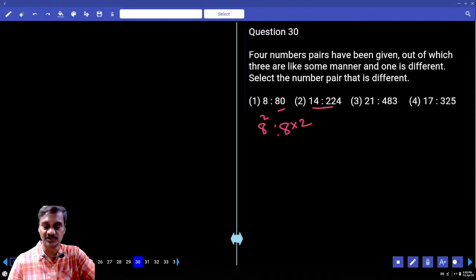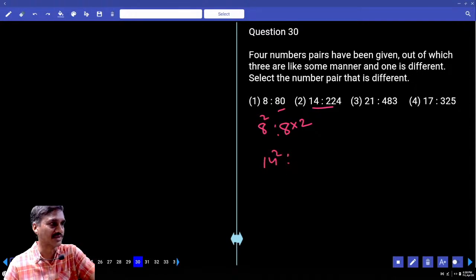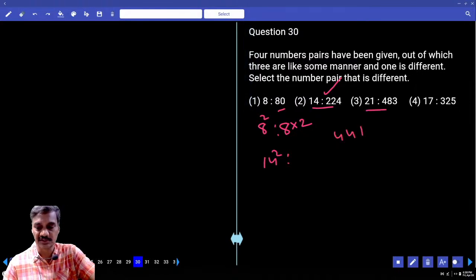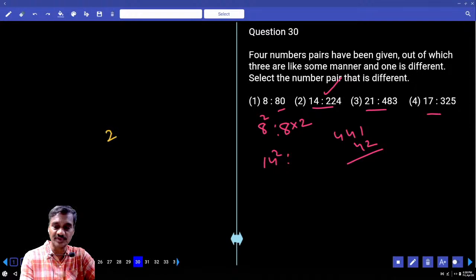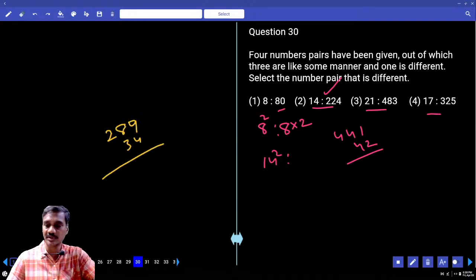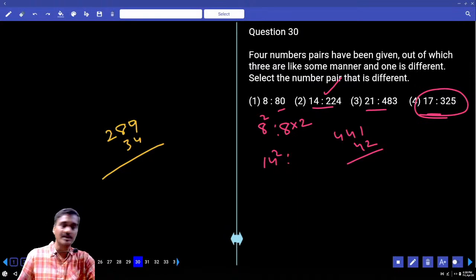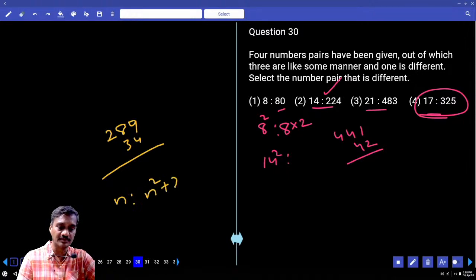And here 14 square is 196, plus 14 into 2, 28. 196 plus 28 is 224. And here 21 square is 441, plus 21 into 2, 42. That is 483. And in the same way 17 square is 289, plus 34. 289 plus 34 is not 325. Hence choice 4 is not following that pattern. This is the form n square plus 2n.